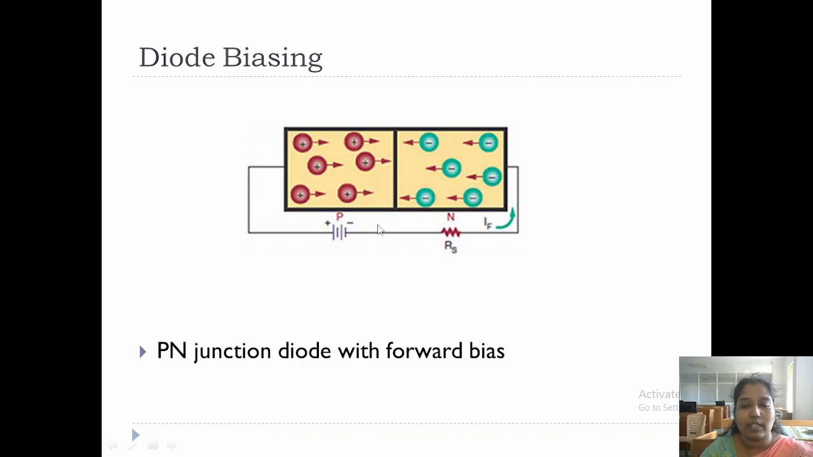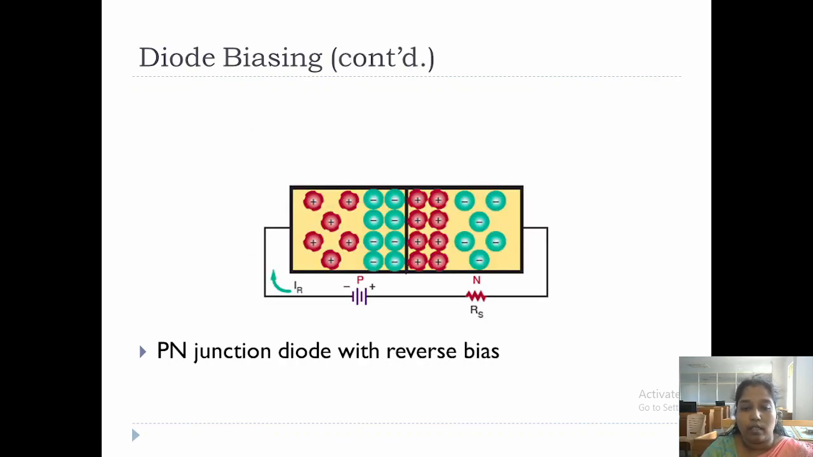Similarly, let us see the reverse bias condition. The negative terminal of the battery is connected to the p-type, and the positive terminal of the battery is connected to the n-type. In this condition, the electrons, which are majority carriers in the n-type region, will get attracted towards the positive terminal of the battery, and similarly the holes on the p side will be attracted towards the negative terminal of the battery. Due to that, more ions get created, so the positive ions will be attracted towards the negative terminal, and the electrons will be attracted to the positive terminal of the battery.